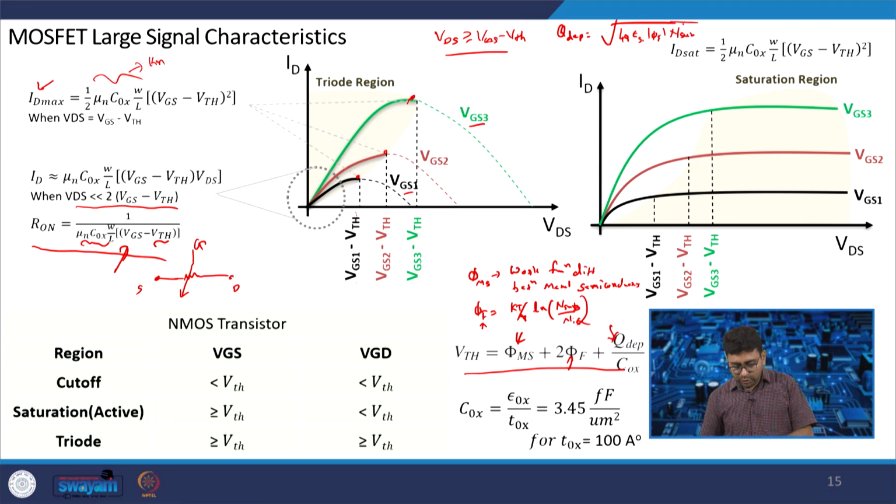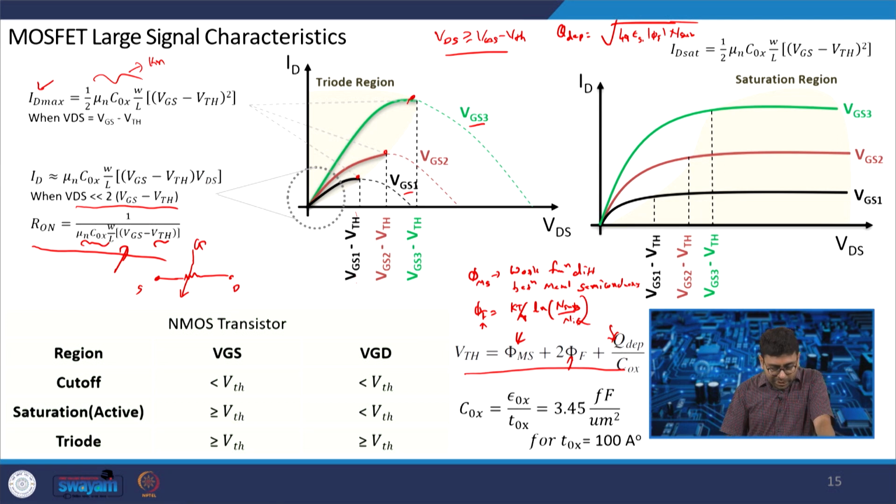So, based on all these parameters, your threshold voltage is defined, and this is a constant for any process that you are using. And the oxide capacitance is given by epsilon ox by T ox. It is in the range of 3.45 femtofarad per micrometer square, where oxide thickness is in the range of 100 angstrom, and based on the device technology, this might vary.